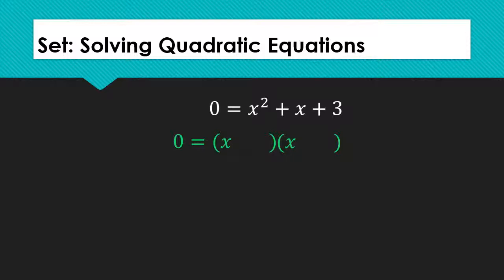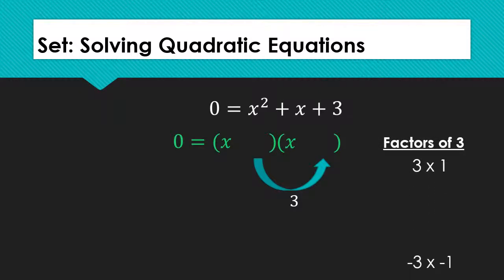In our last example for the set portion, we have a trinomial that's set equal to 0. Again, we're looking for those linear factors that have a product of x squared plus x plus 3. We know that the first terms must have a product that's equal to the first term in our trinomial, which is x times x, or x squared. We know that the last terms in our linear factors must have a product that's equal to the last term in our trinomial. In this case, it's 3. So we're looking for the factors of 3. We have 3 times 1 and negative 3 times negative 1.